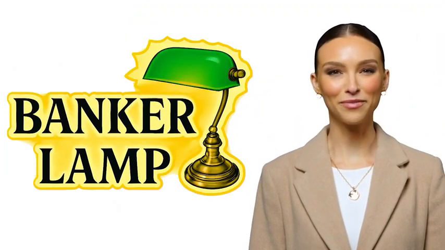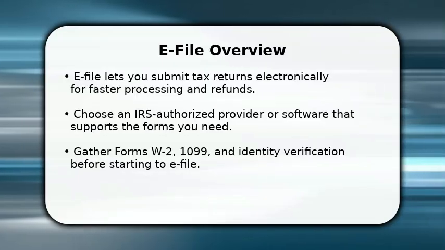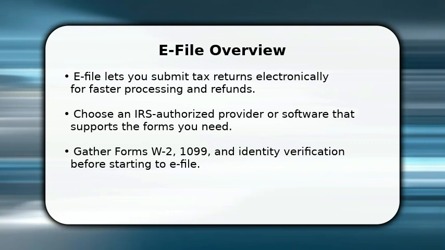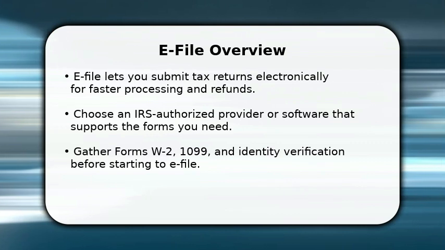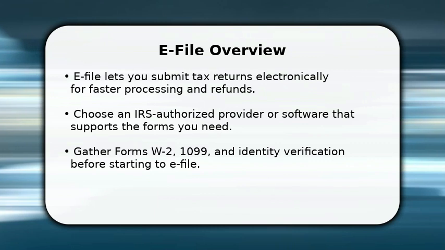Please enjoy the video. In this video, I will explain how to make e-file updated. Start by selecting IRS-authorized software and create a secure account, then verify your identity using your Social Security number and a recent tax return. Next, gather income documents like W-2s and 1099s and prepare deductions and credits details. Carefully enter numbers exactly as they appear on forms, review all entries, and choose direct deposit for faster refunds.